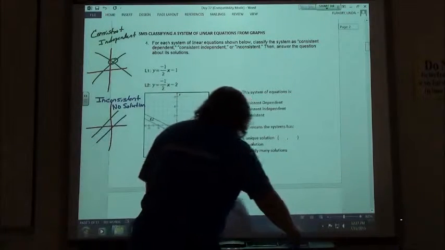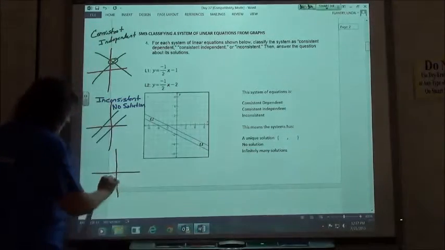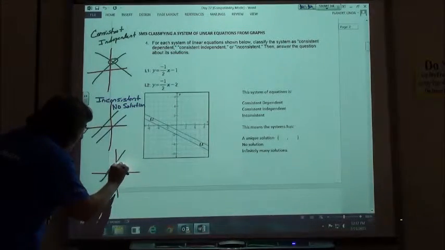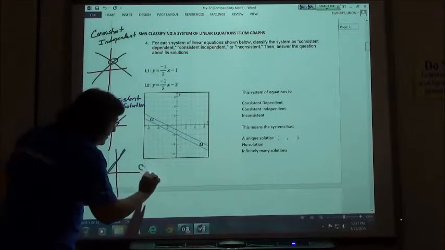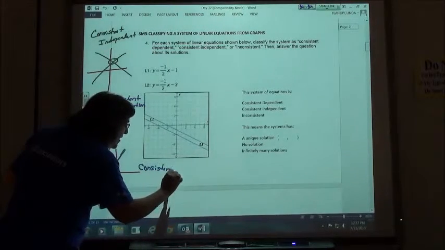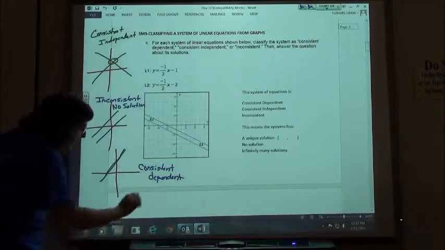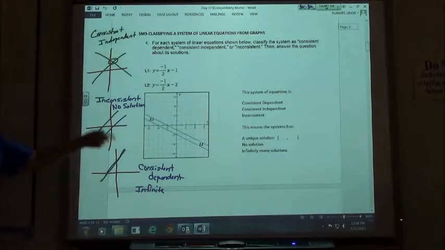And the third way to draw 2 lines, if I can draw straight, which you can't, is when I have one line right on top of the other line. This is called consistent dependent and has an infinite number of solutions because every single point on the line works in both lines because they're really the exact same line. One line's right on top of the other line.